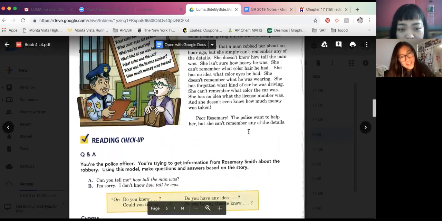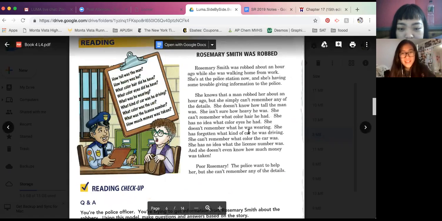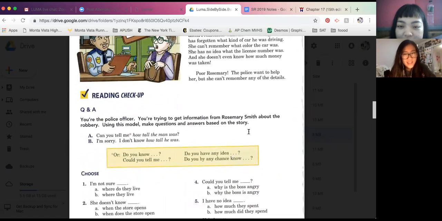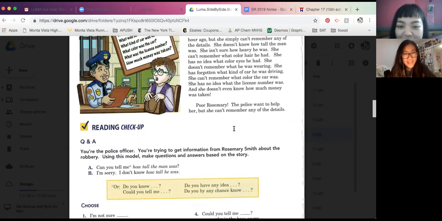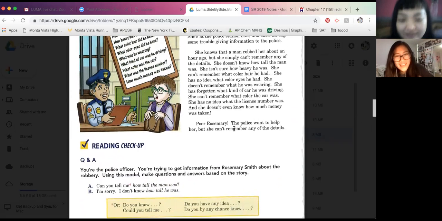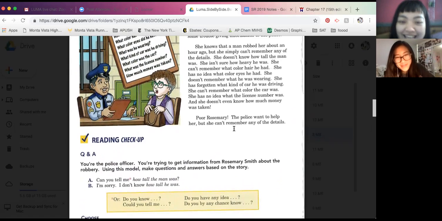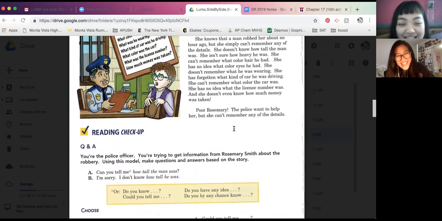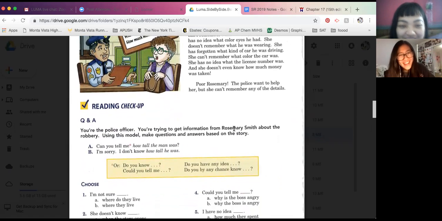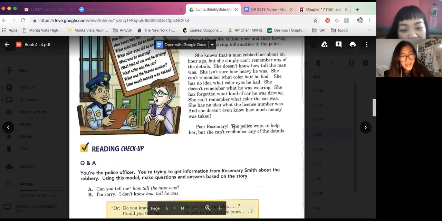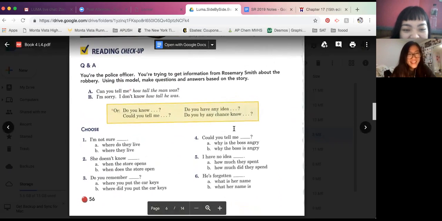Okay. Did you understand all of that? There's a lot of details in the second paragraph. So much information, basically. So she's just, in the second paragraph, she doesn't remember anything. What did she do at that time? She was robbed and she doesn't know anything.